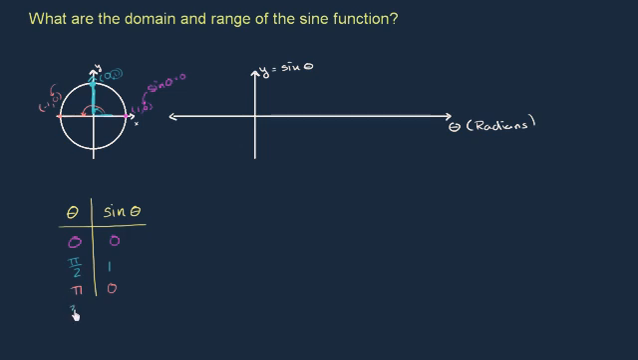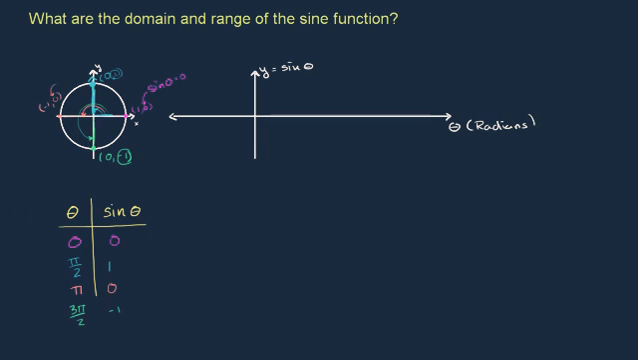Let's go to 3 pi over 2. Now we've gone 3/4 of the way around the circle. The terminal side of the angle intersects the unit circle right over here. Based on that, what is sine of 3 pi over 2? Well, this point is (0, -1). The sine of theta is the same thing as the y coordinate. So when theta is 3 pi over 2, sine of theta is equal to -1.